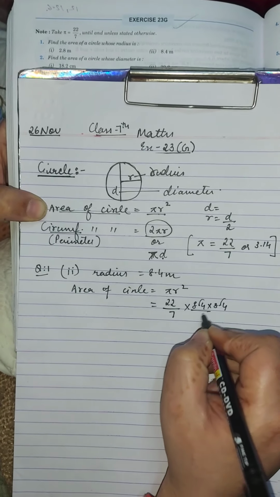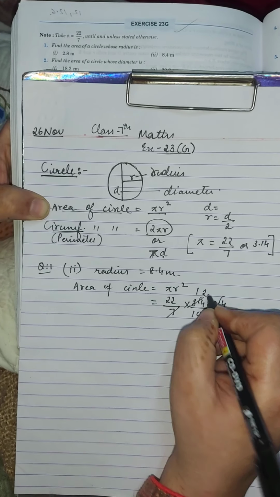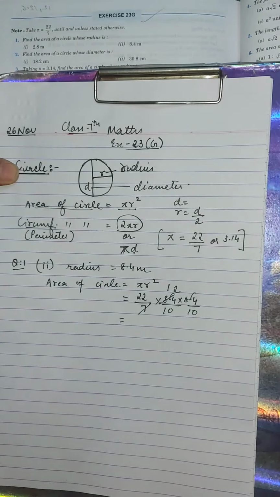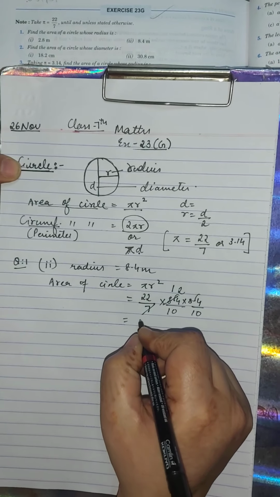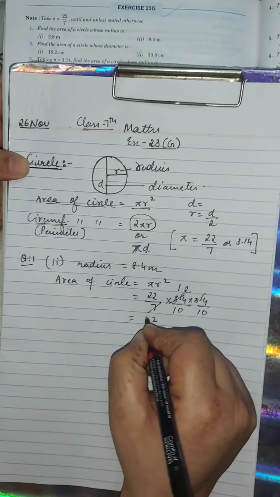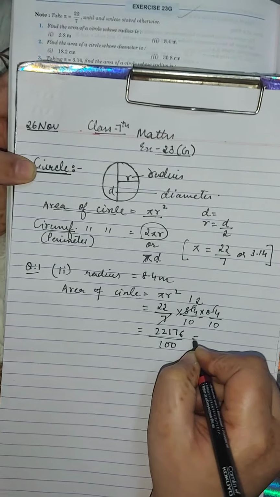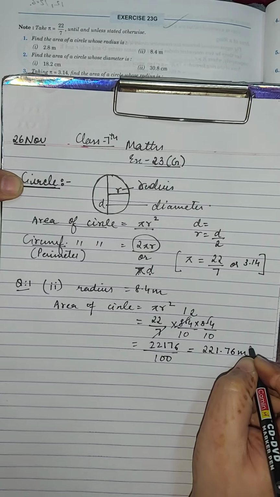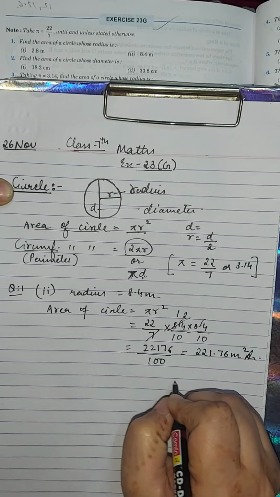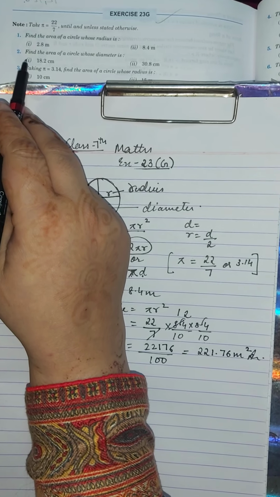Both these decimals we can take out. 7 ones are 7, 7 twos are 14. So you will multiply 22 into 12 into 84. When you multiply, you will get 22176 upon 100. So make it decimal, 221.76 meters square. This is your answer. Now all these questions are relating to the formulas only.